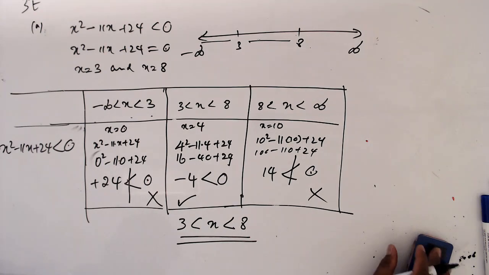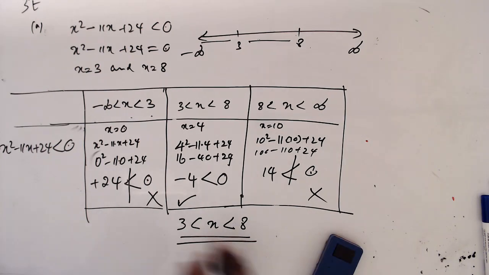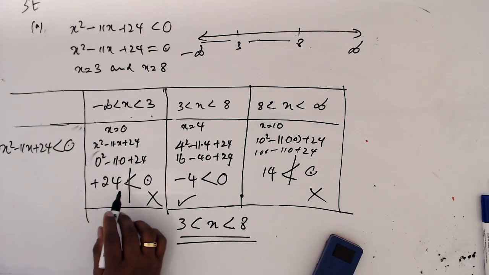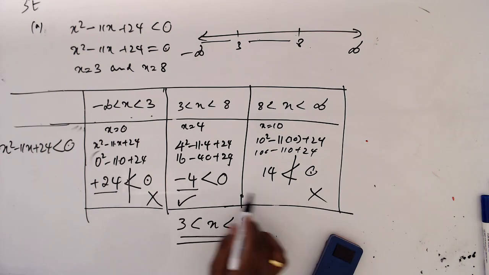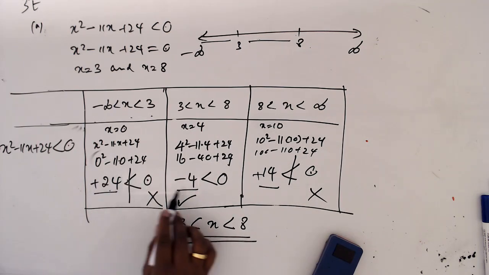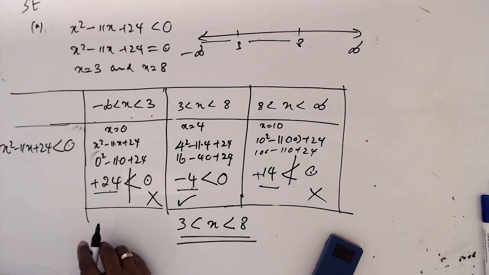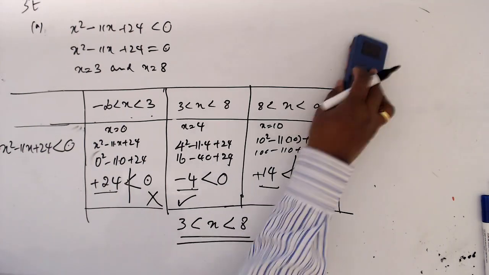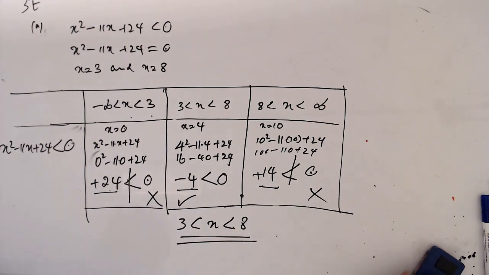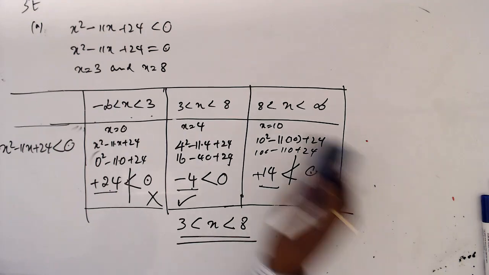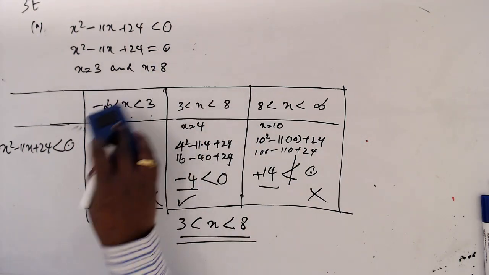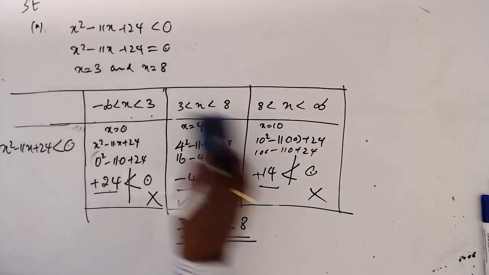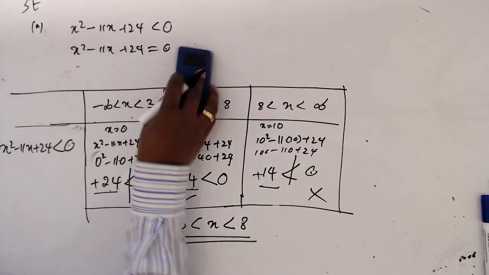Now my question is, do you think we really need to find these values to decide this one? Not really, we don't need. We'll work differently now. Now you know that the roots are 3 and 8 and the number line is 3 and 8.